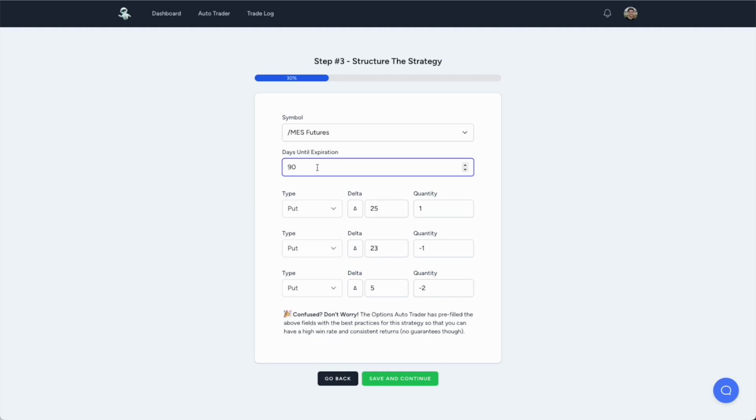But how I structure my 112s is I go 90 days until expiration. I buy the 25 delta put, I sell the 23 delta put, and I sell 2 7 deltas. So this is how you would structure that trade, however you structure that yourself. If you structure it with money away, like you like to be doing certain dollar points away, you can do that as well. But I use deltas for my 112 trades. So just like that, 25, 23, 7.